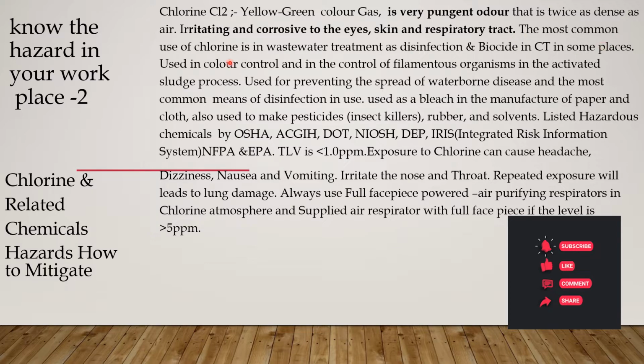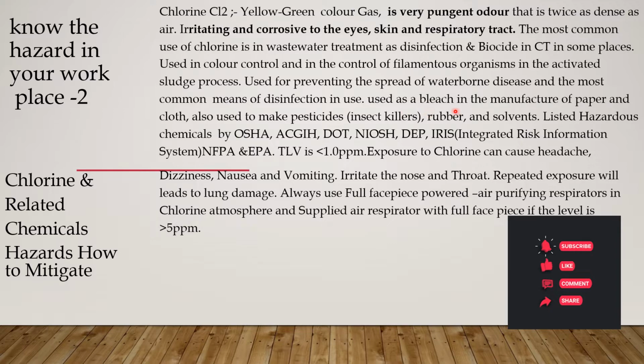The most common use of chlorine gas is in cooling towers and wastewater treatment as a disinfectant and biocide, as in open type cooling towers in India. It's also used in color control and in control of filamentous organisms in the activated sludge process in wastewater plants. It's also used for preventing the spread of waterborne diseases, and it is the most common means of disinfection used, cheap and the best one in industrial usage.